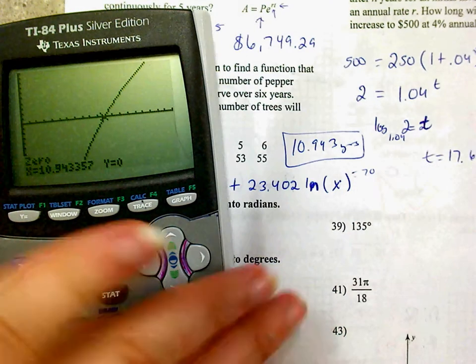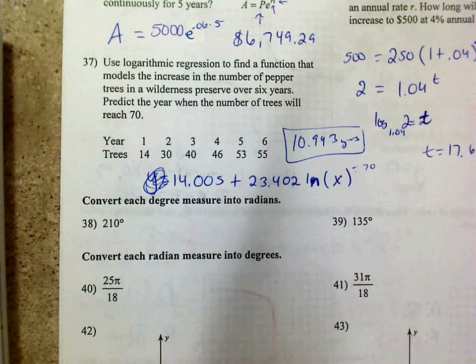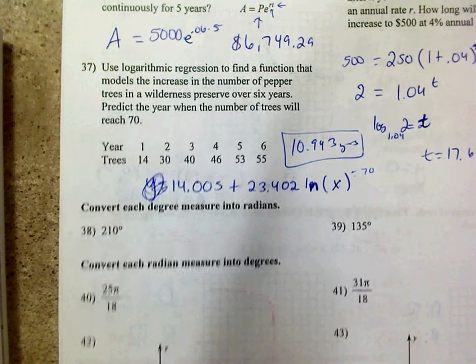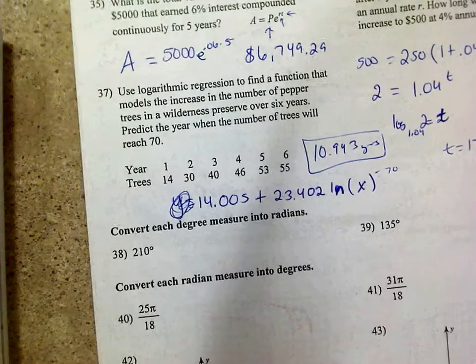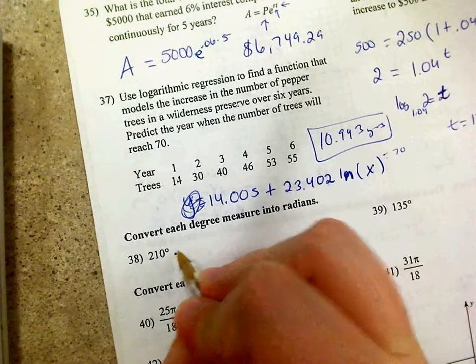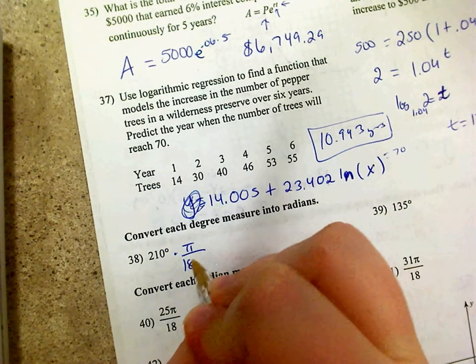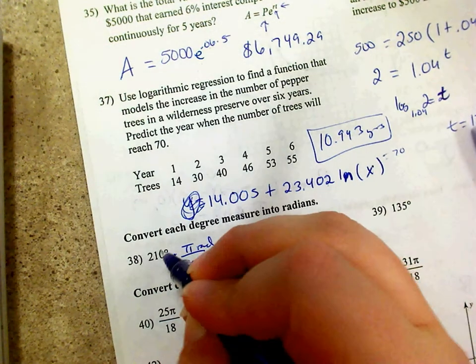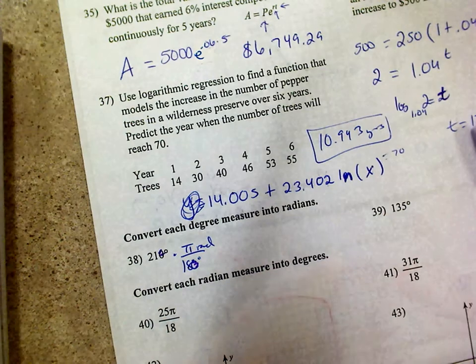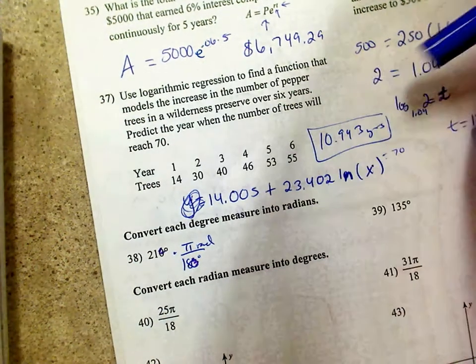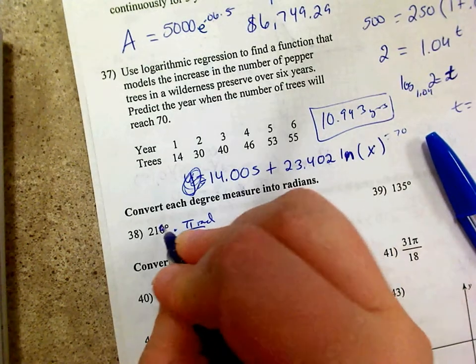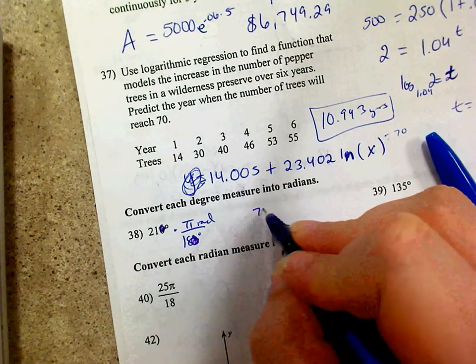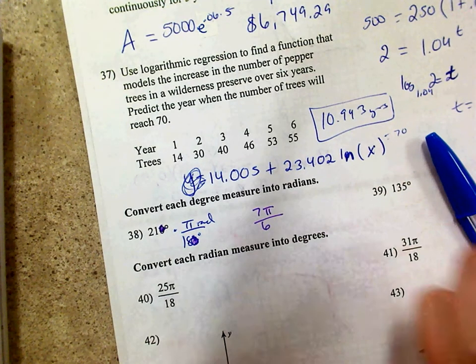Convert from degrees to radians. I have degrees, I want radians, so I'm going to multiply by pi over 180 degrees. I'm going to divide by 10, so the zeros cancel out. And then 21 and 18 both divide by 3. So 3 goes into 21 7 times, and 3 goes into 18 6 times. 135 times pi over 180.